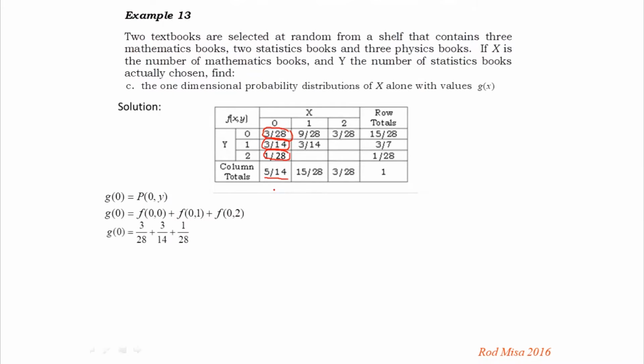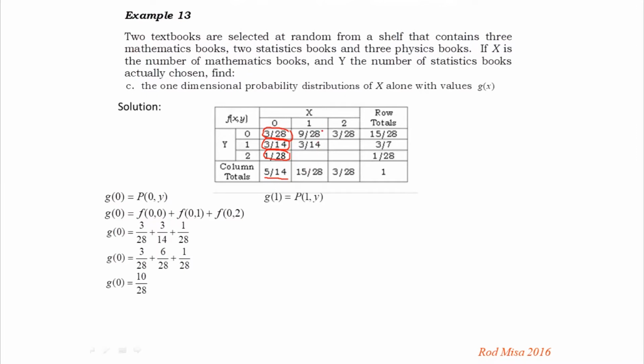So adding across all y's, we have a probability value of 5 over 14, which can be written here as 3 over 28 plus 3 over 14 plus 1 over 28. And making their denominators similar, we have the sum of 10 over 28, which is in the reduced form of 5 over 14. Now, let us solve also for the g of 1.